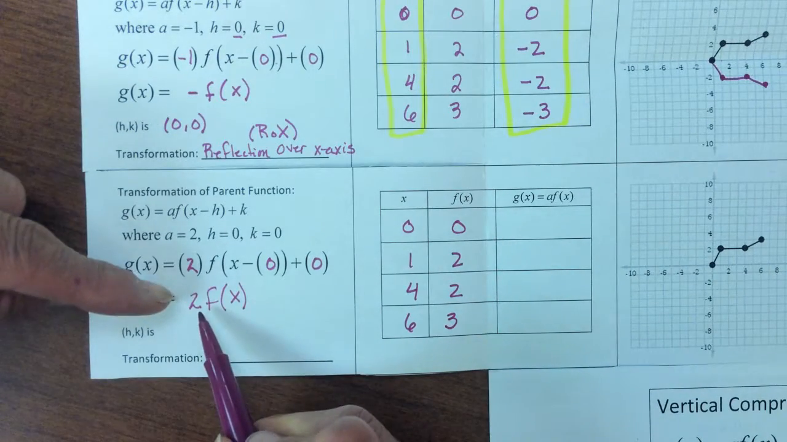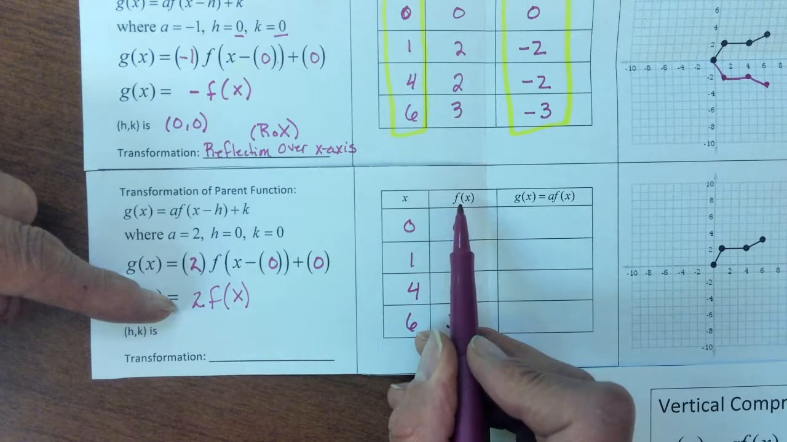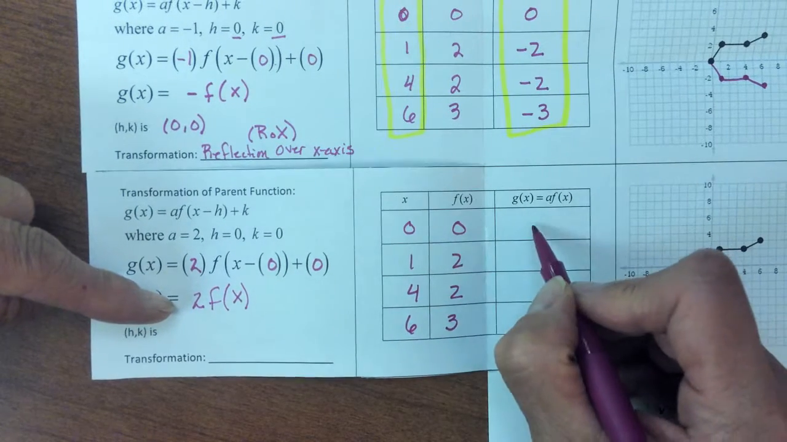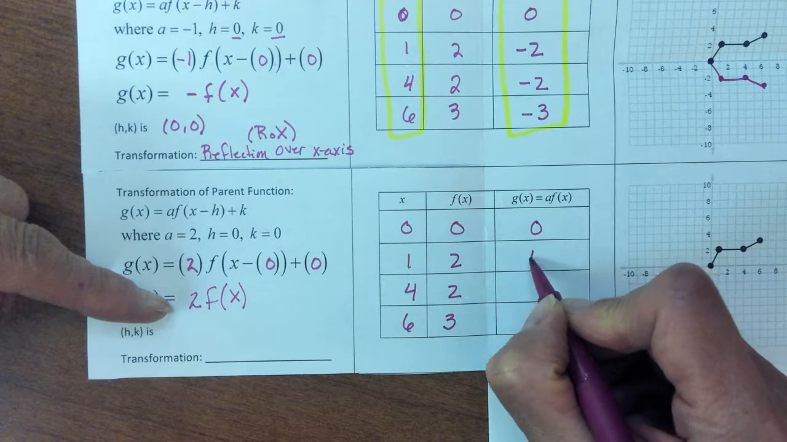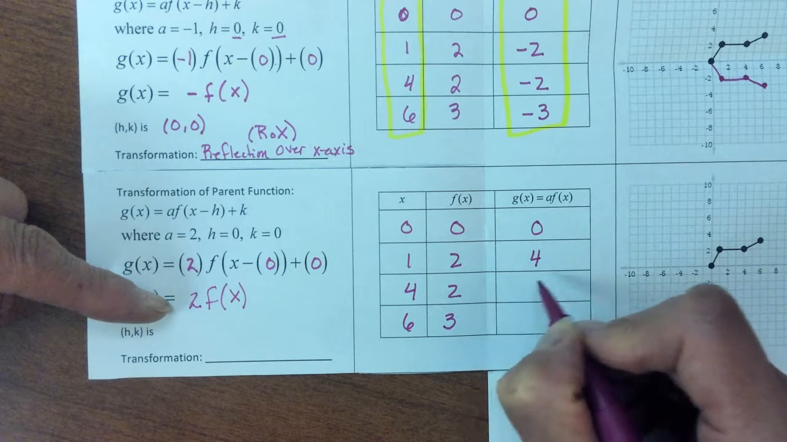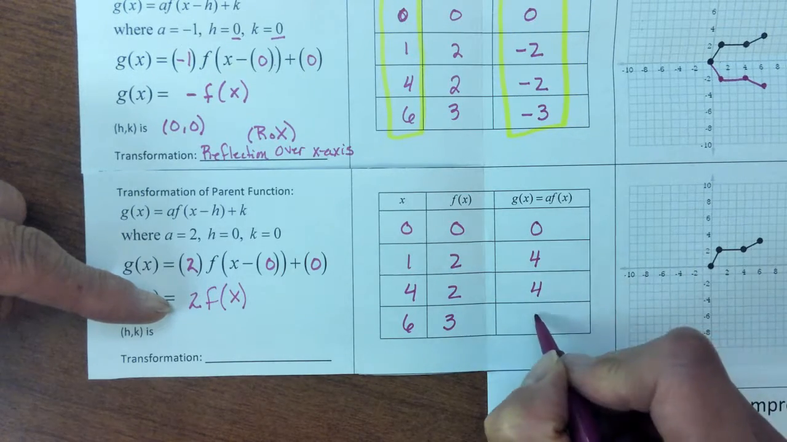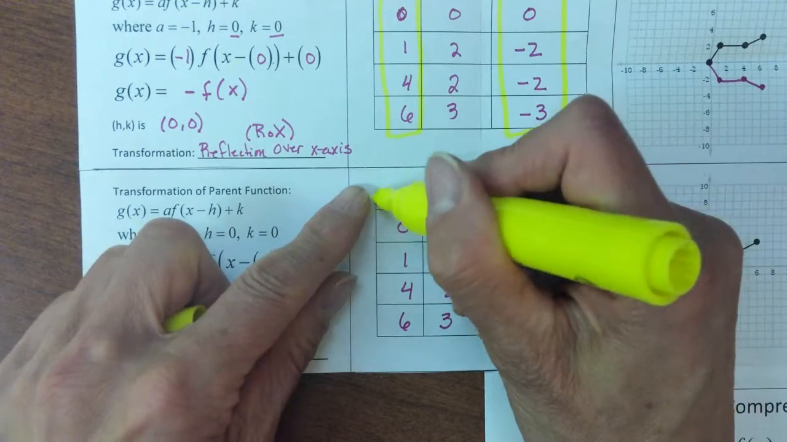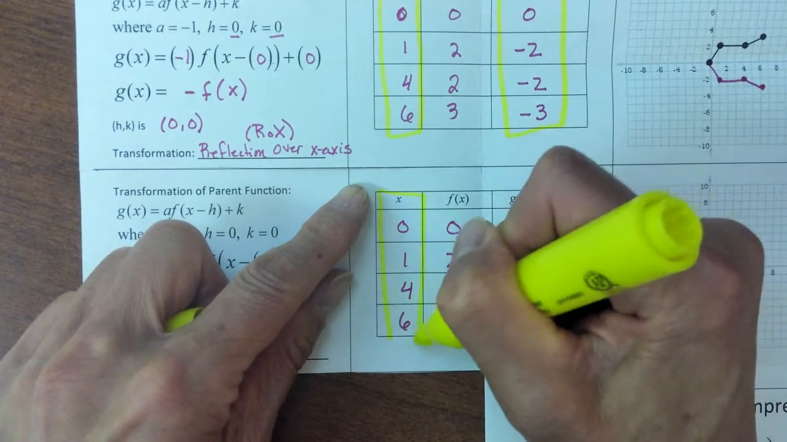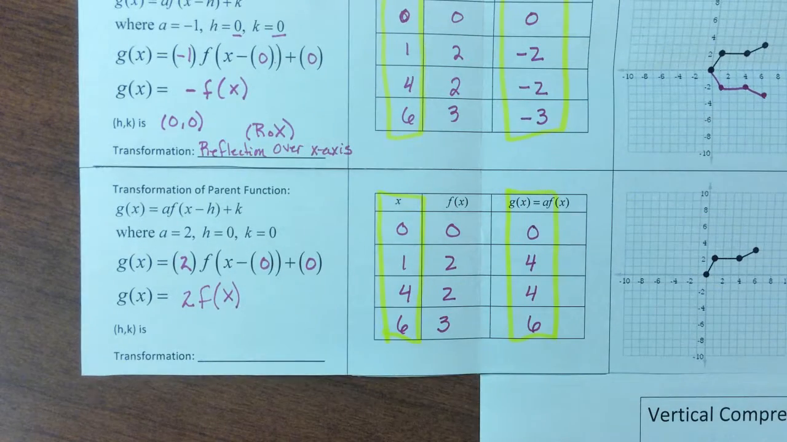So remember, what am I doing? I'm taking 2 and multiplying it to my function. So 2 times 0 is 0. 2 times 2 is 4. 2 times 2 is 4. 2 times 3 is 6. So now my new values are right there.